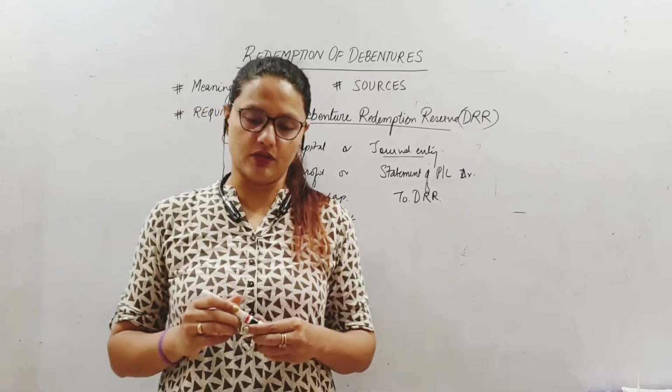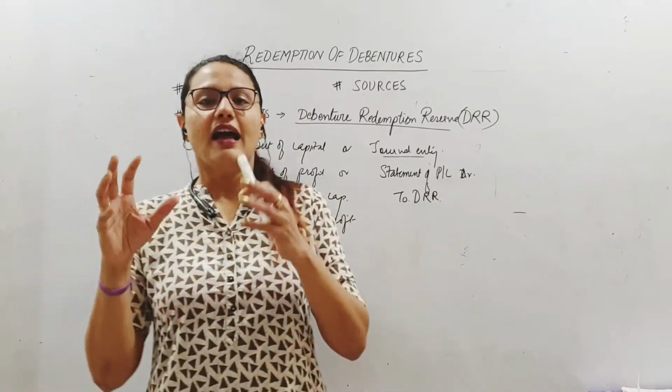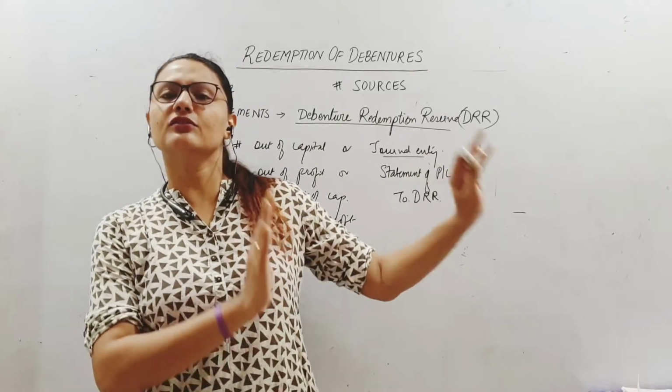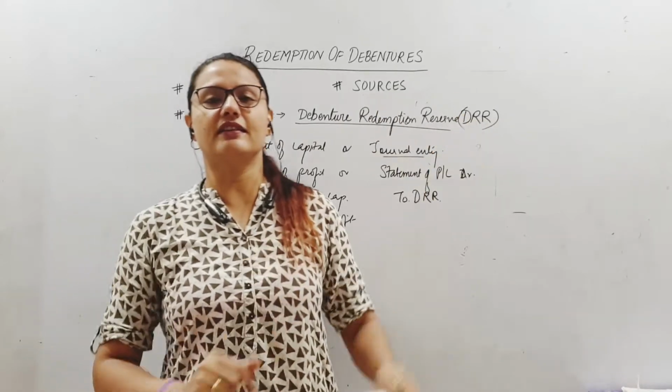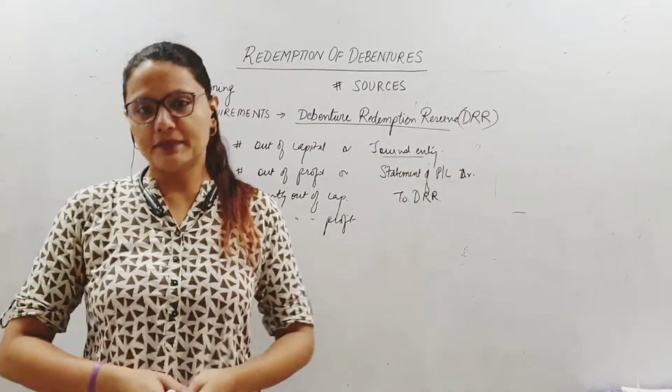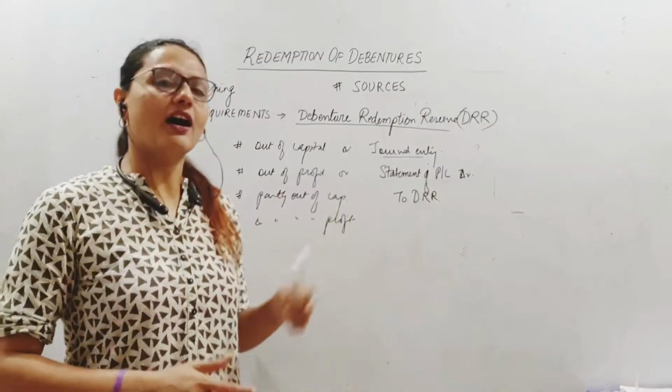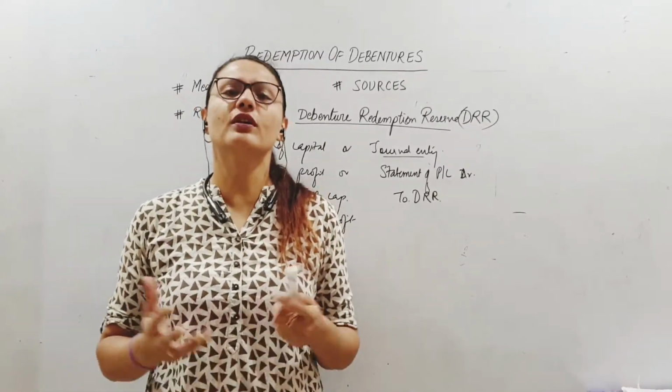You have taken out your profits from the year and you have put it aside. Okay, इसको रख दो, इसको काम आएगा, we'll use it at the time of redemption. Simple, yes. Now coming to how much DRR to be created. What is the amount?